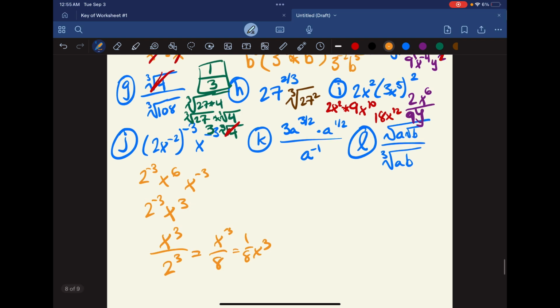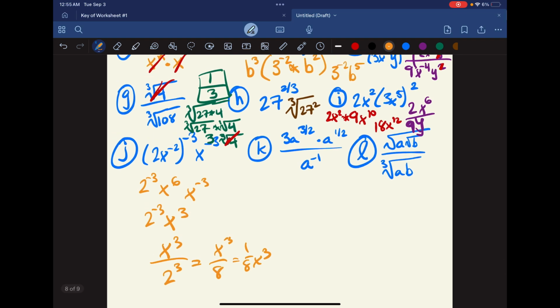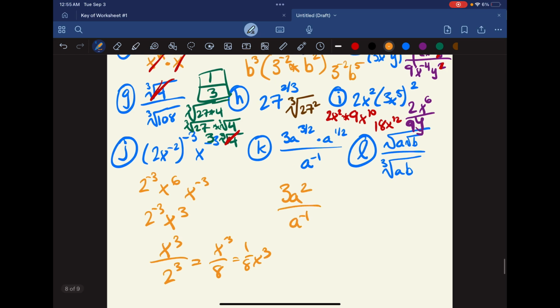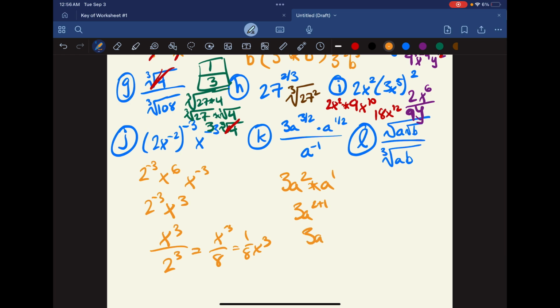Okay, so then 3a to the 3/2 times a to the 1/2. We said multiplication outside of the exponent becomes addition inside of the exponent. 3/2 plus 1/2 is 4/2, which is 2, divided by a to the negative 1. So we can bring that up, so it becomes times a to the 1, because we brought it up into the numerator and took a negative exponent. So it's 3 times a to the 2 plus 1 power, which is 3a to the 3rd power.